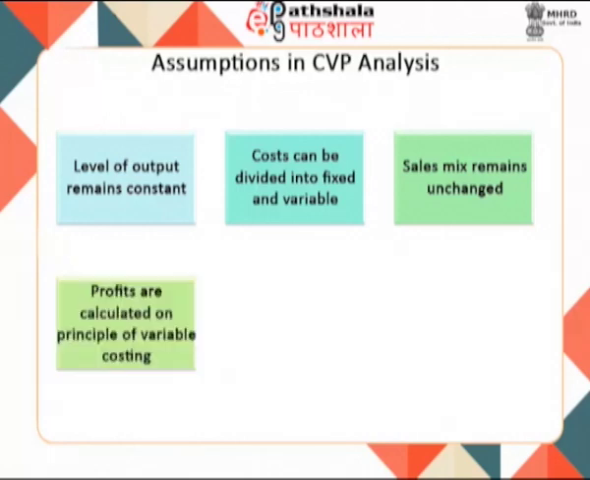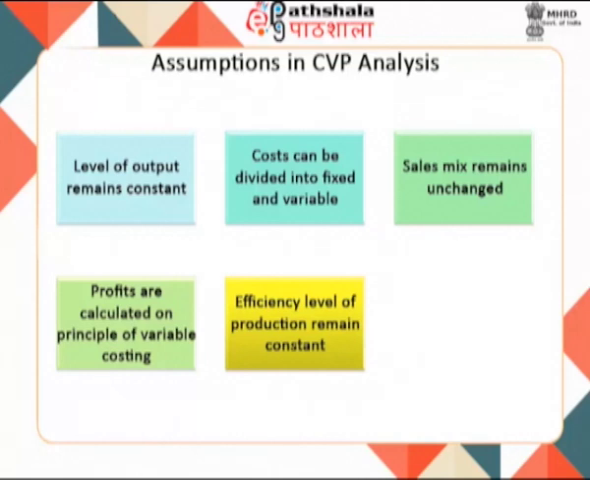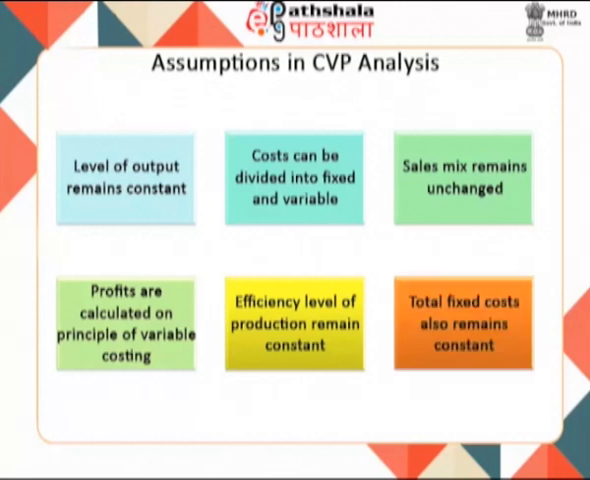Number 4. Profits are calculated on the principle of variable costing, wherein fixed costs incurred during the period are treated as period cost and hence charged to the sales of that period only. Number 5. The efficiency level of production is assumed to remain constant, that is, there is no productivity gain or loss. Lastly, it also assumes that total fixed costs remain constant over the entire range of activity being considered.